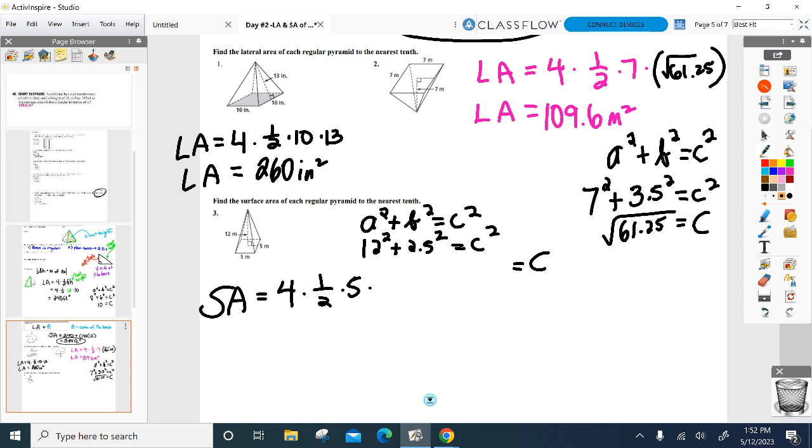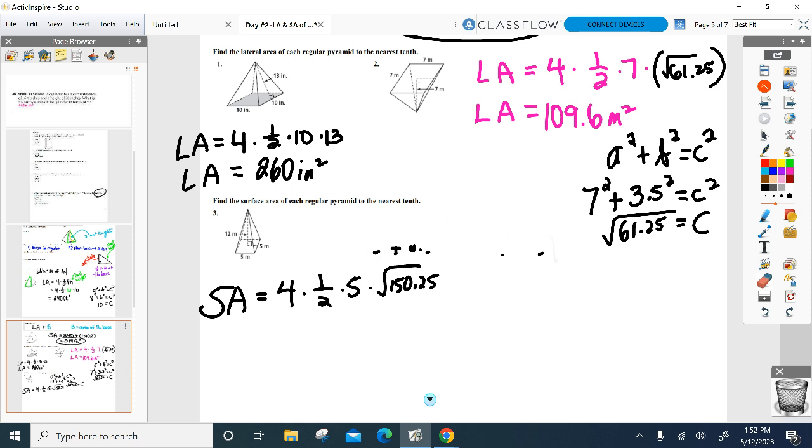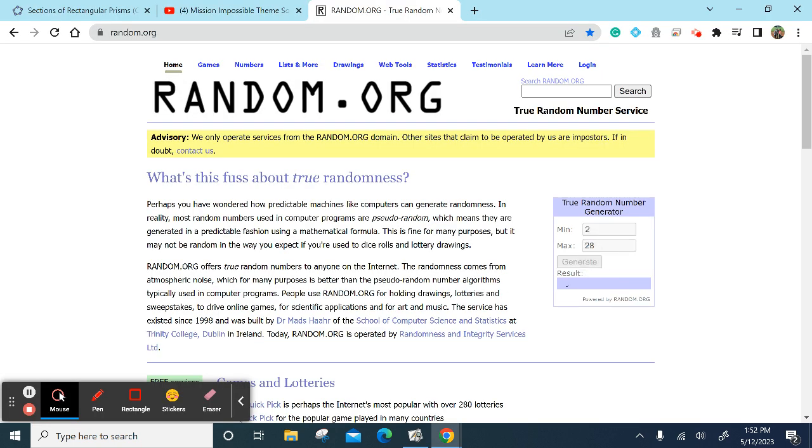This is killing me. 150.25, the square root of that. Good. So times the square root of 150.25. This is getting messy. But it's surface area now. Surface area. What would you like me to add on now? What should I be adding on to that lateral area?